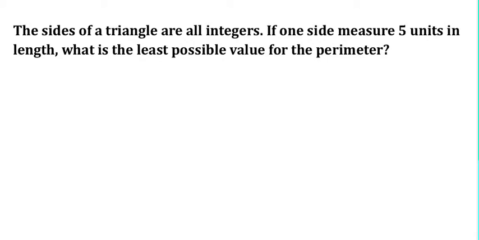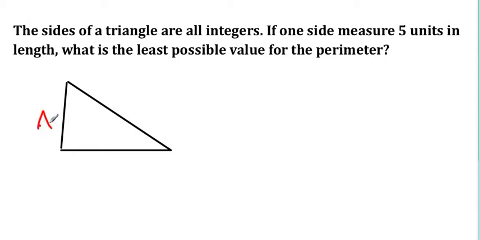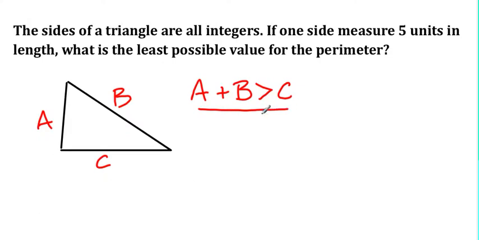Well, the sides of a triangle, A, B, and C, pretty nice triangle, Phil. Doesn't look too bad. So we have A, B, and C. The rule that you've got to remember is that the sum of any two sides must be greater than the third side. A plus B must be greater than C, and it follows that B plus C must be greater than A, and so on and so forth.